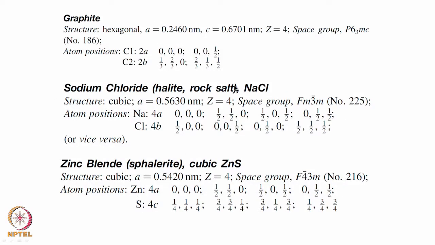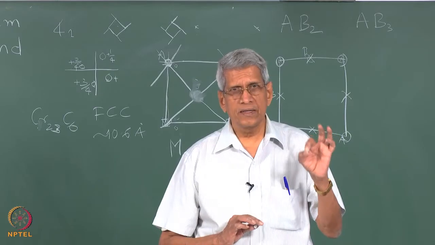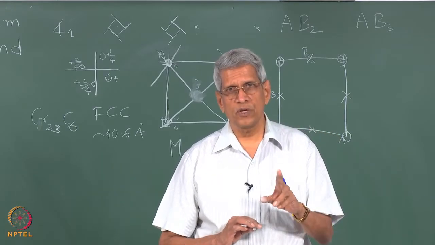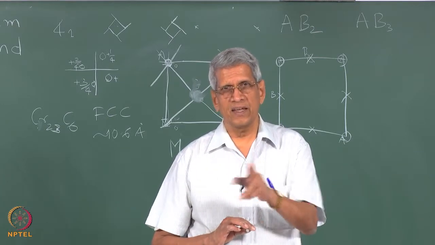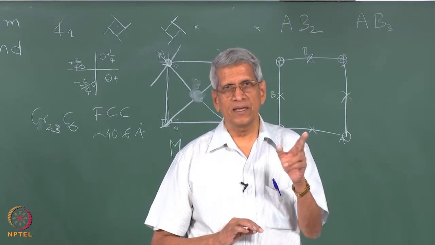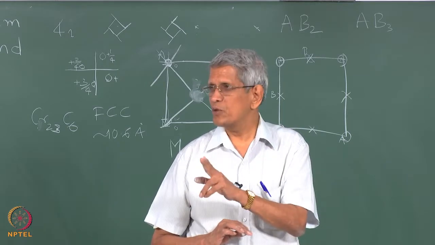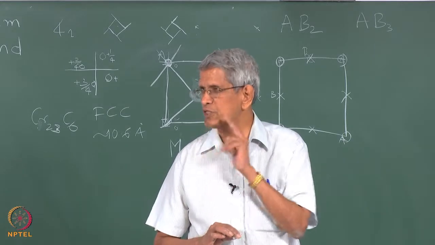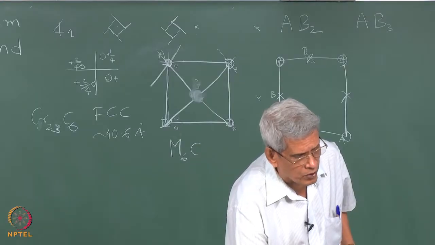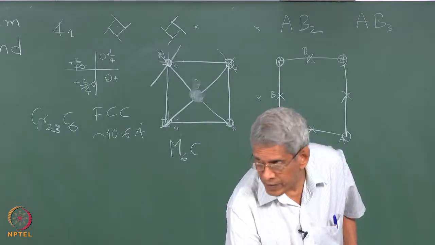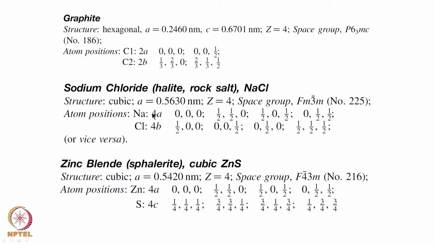Similarly, sodium chloride is FCC, is it not? It has 4 atoms of sodium and 4 atoms of chlorine. Stoichiometry is NaCl, but how many NaCl molecules are there? 4 are going to be there in each unit cell. So that is what this number 4 represents. The sodium will occupy the 4A position, that is the A position but 4 atoms. Chlorine will occupy the B Wyckoff positions, 4 atoms are there, and their positions are also given.